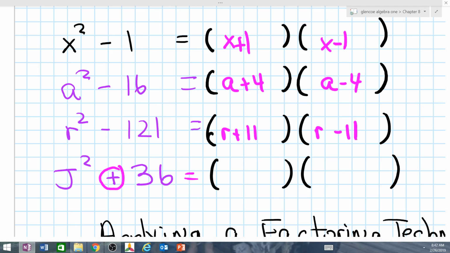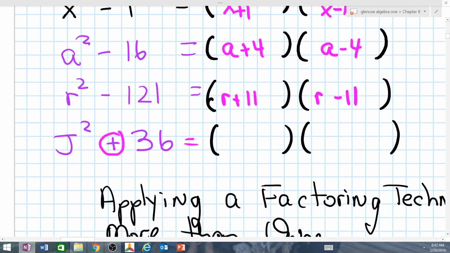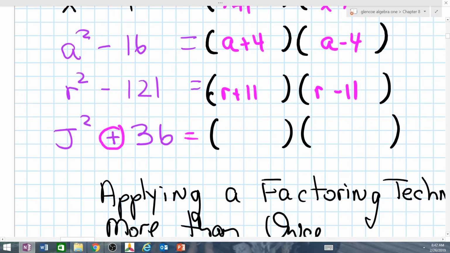Okay, that's a good try, but if you were to FOIL that, you would have gotten j squared plus 12j plus 36. He already said that. J plus 6, j plus 6. J minus 6, j minus 6. That would be j squared minus 12j plus 36. Thank you. It's prime.